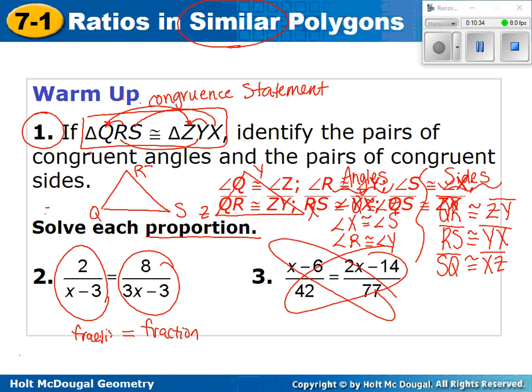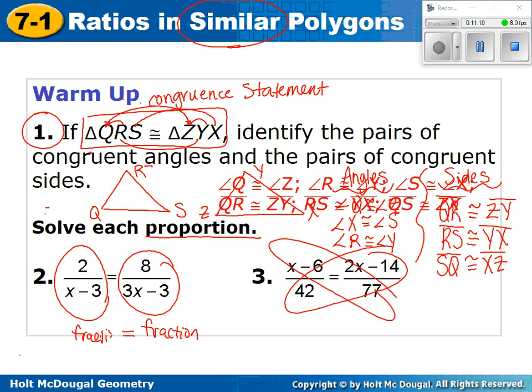X minus 6. And that's going to be equal to 42 times 2x minus 14. Then you're going to distribute. We get 77x minus what? Help me out. 462. Okay. Equals 42 times 2x is 84x. And what's 42 times negative 14? Negative 588. Then we're going to subtract.